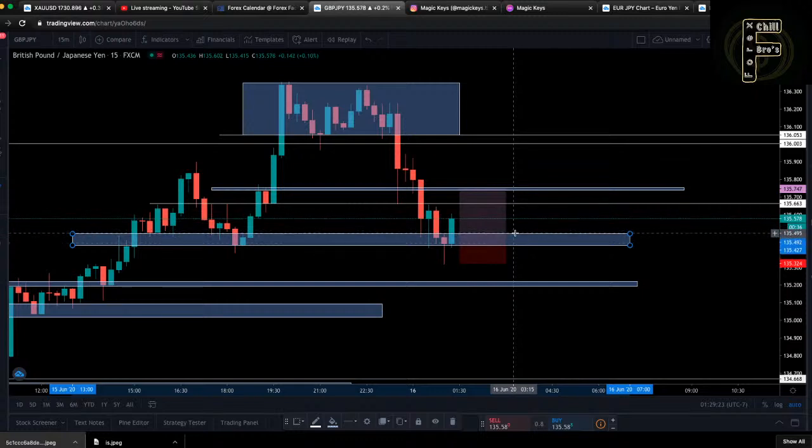How many pips right now? This was my entry. How many pips right now? Well, 11 pips in profit. So we keep going. It is what it is.